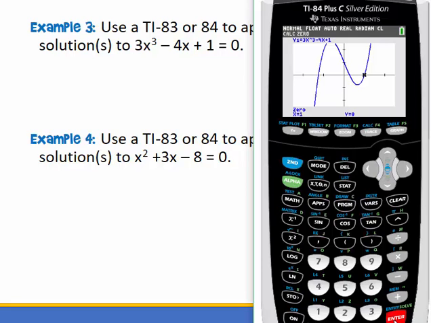Just one other thing I'll say is you might have noticed my calculator had vertical lines all the way up and down the screen when I clicked and set the bounds. Some of the older calculators don't do that. They just show you the little arrows where you set them, which is all you need.